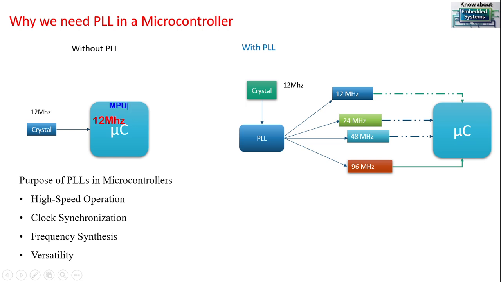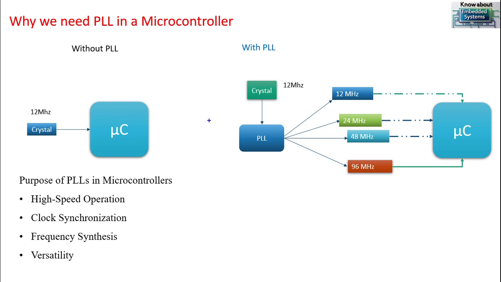should also operate at 12 megahertz. There is no choice. The crystal is 12 megahertz, and the microcontroller and all peripherals also should work at 12 megahertz or less, and even the processor sitting inside the microcontroller should also operate at 12 megahertz. So this is the scenario without PLL.